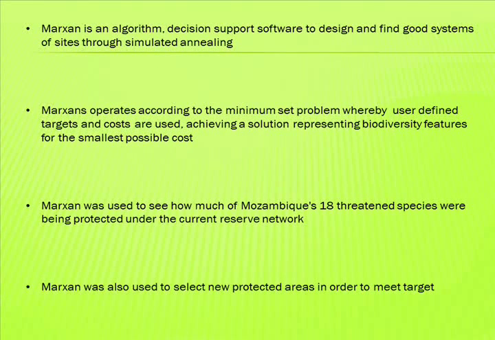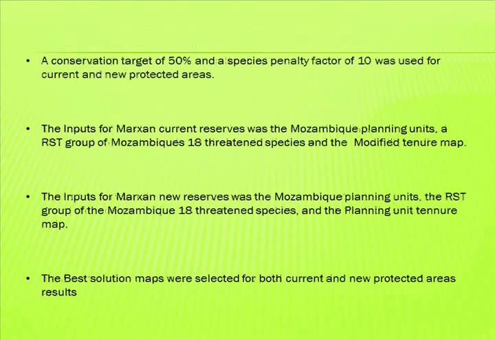Marxan was used to see how much of Mozambique's 18 threatened species were being protected under the current reserve network. Marxan was also used to select new protected areas in order to meet the new target of trying to conserve these 18 threatened species. A conservation target of 50% and a species penalty factor of 10 was used for current and newly protected areas.